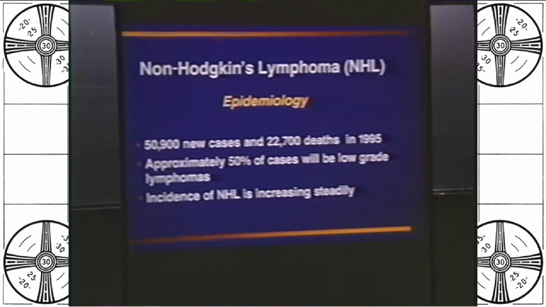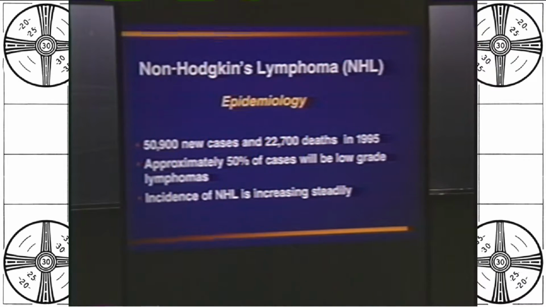What about non-Hodgkin's lymphoma? It's a little bit more complicated, but we're gonna try to simplify it. Instead of dealing with 15 or 20 types of lymphoma, we're gonna deal with 2 groups of lymphoma. And that will let you more or less have an idea of the diagnosis, prognosis, and therapy of this group of diseases.